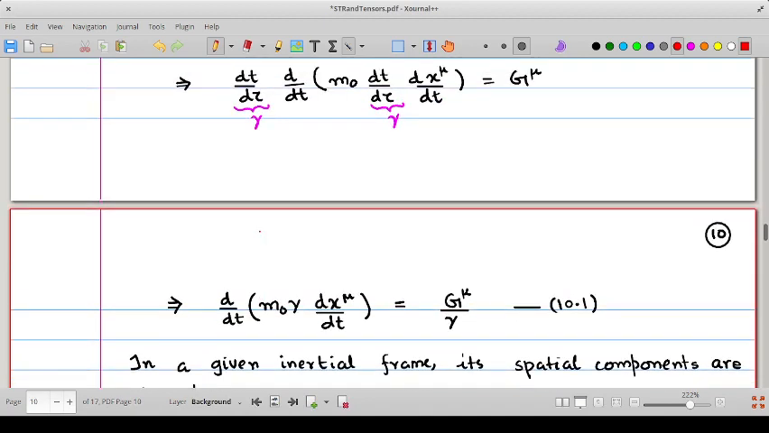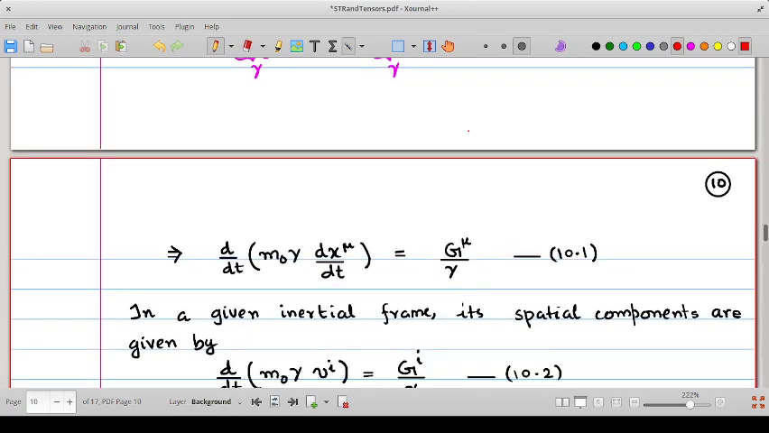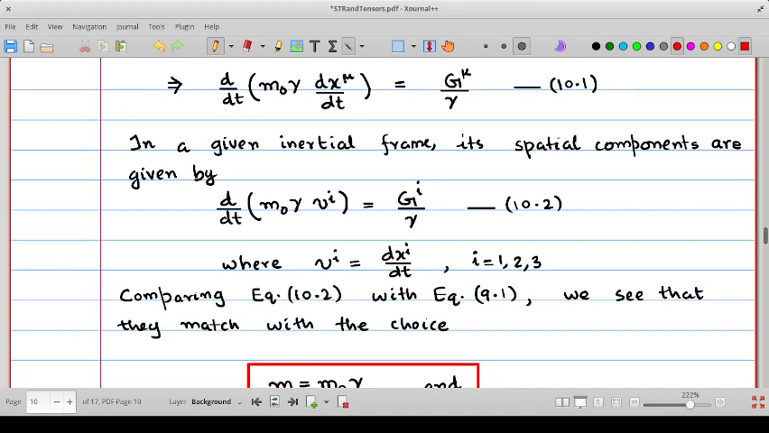So we have, taking this gamma to the right-hand side, it becomes 1 by gamma. We can write d/dt of m0 gamma dx mu/d tau equal to 1 by gamma g mu. And in a given inertial frame, the spatial components are given by mu equal to 1, 2 and 3. So d/dt of m0 gamma vi, because dxi/dt is the corresponding Cartesian component of the velocity in that particular inertial frame. Writing dxi/dt as vi, we have d/dt of m0 gamma vi equal to gi by gamma.